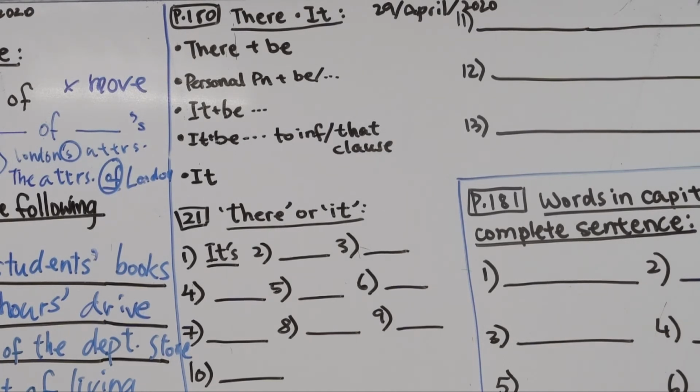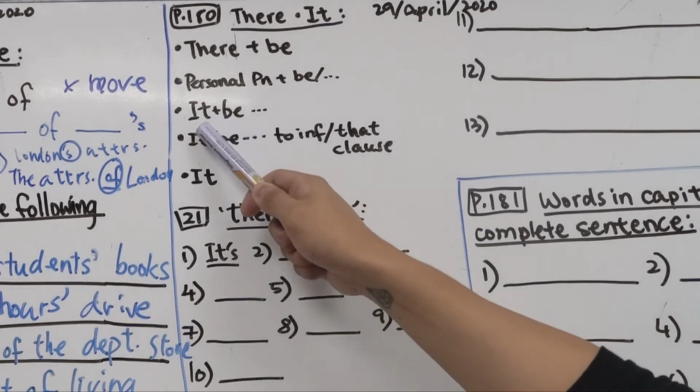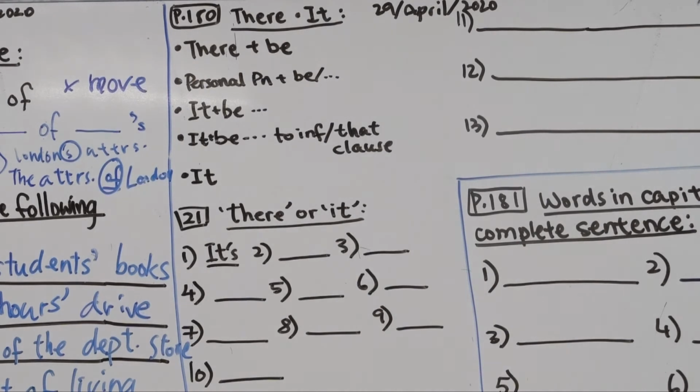Alright, next one. Here, part 3. We have it plus be. Again, be is, am, are, was, were. There's someone outside. So this is from number 1, right? The second part of the sentence is, it is your landlord. Right? It is used for identification. It is mine. It is yours. It is a pencil, right? To say identities.